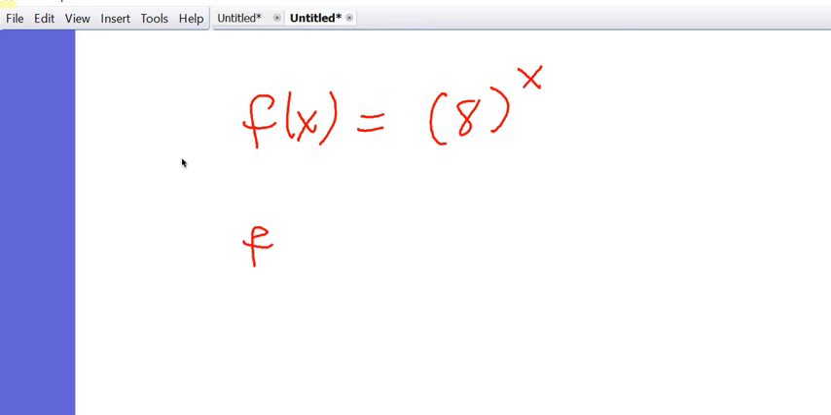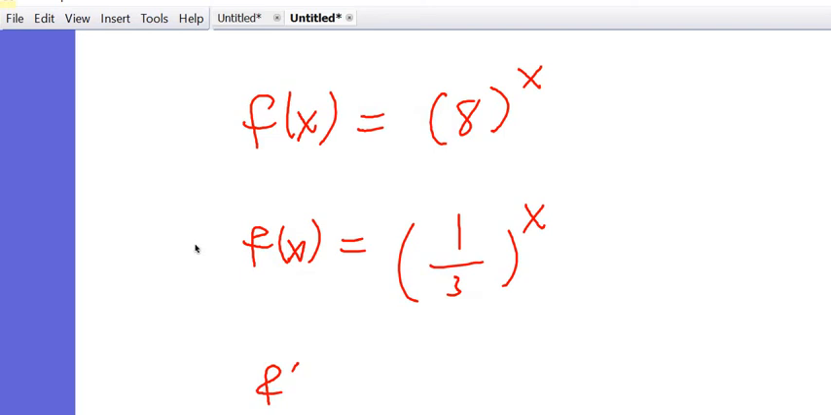All right, so if I were to give you some functions, f of x equals 8 to the x, f of x equals 1/3 to the x, f of x equals 0.089 to the x. Could you tell me if these are growth or decay? Yeah, you should be able to by looking at the base.